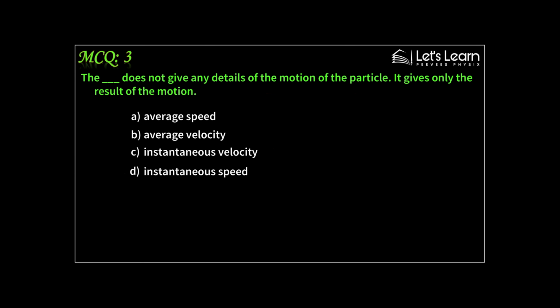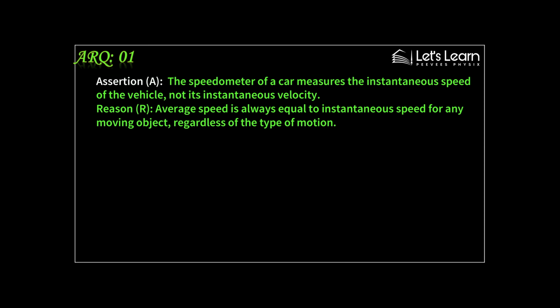Which one has all the details of the motion of a particle? It gives only the result of the motion. You remember, it is not instantaneous. It is the average speed because it doesn't talk about direction. We move on to assertion reason questions.